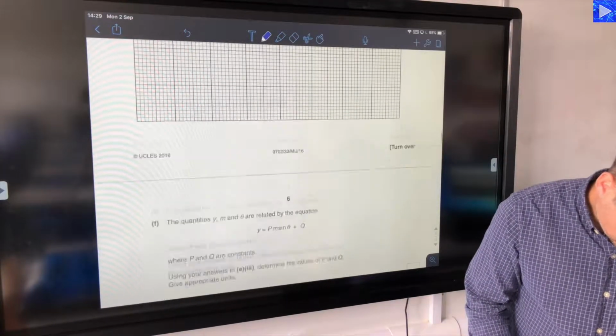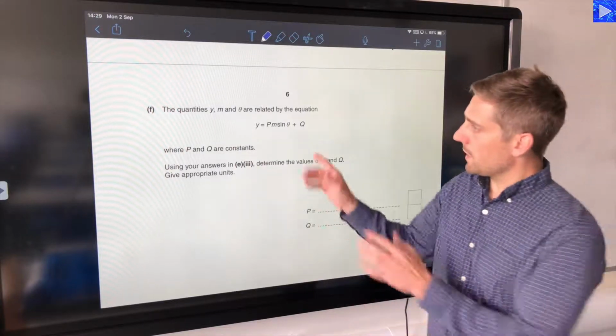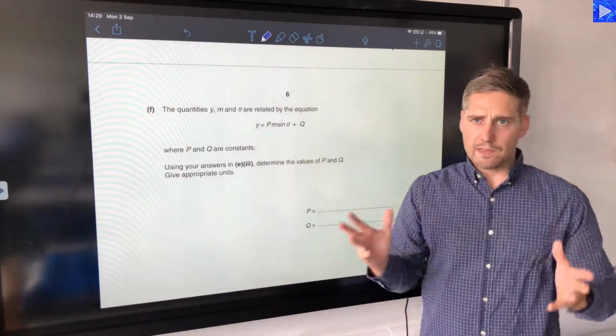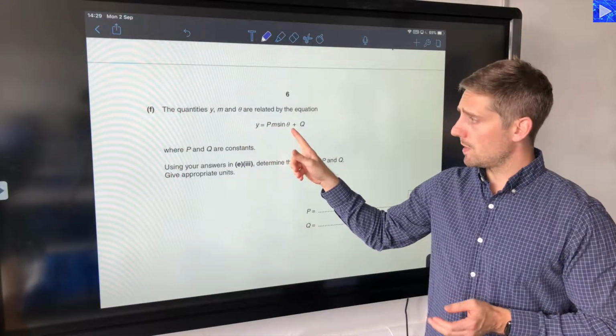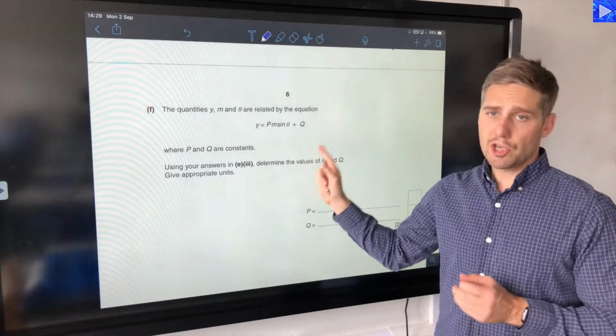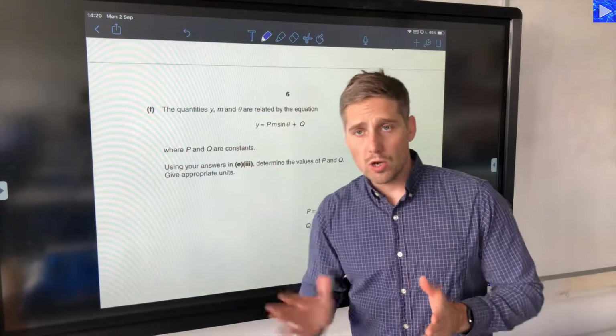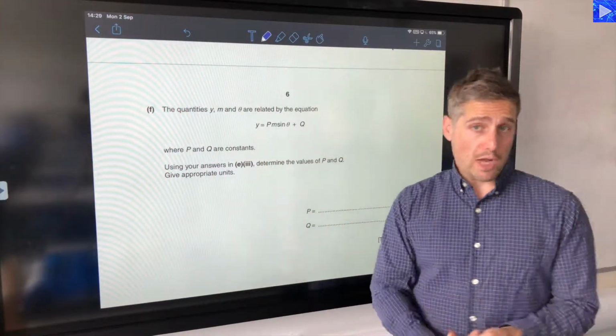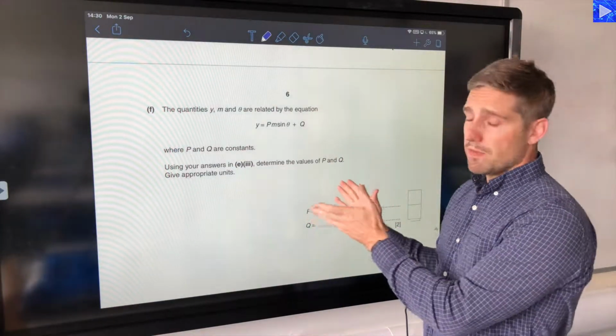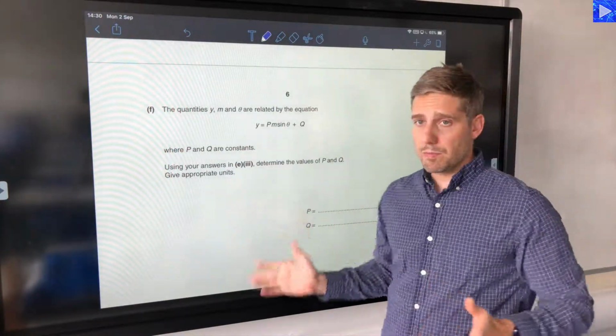So we're given this equation that relates y, m and theta: y equals p m sine theta plus q. p and q are constants. We need to use our gradient and y-intercept values to determine the values of p and q and give appropriate units.